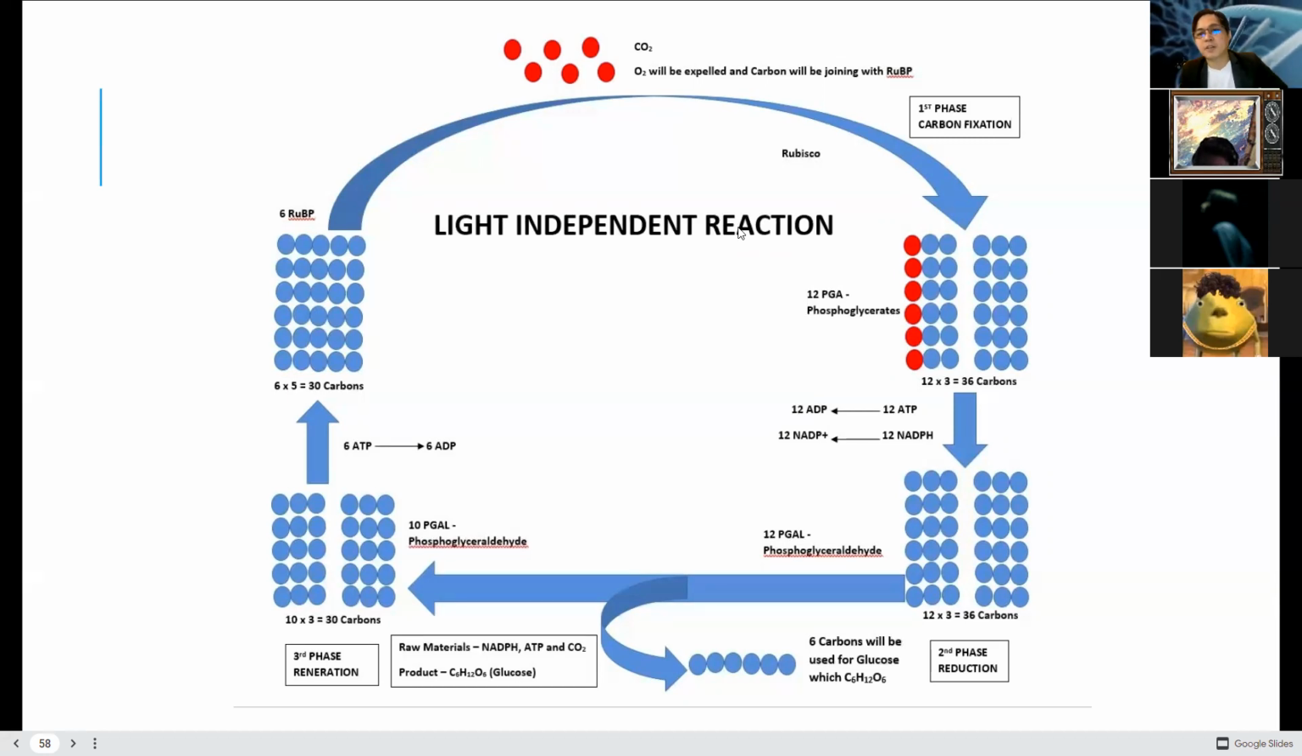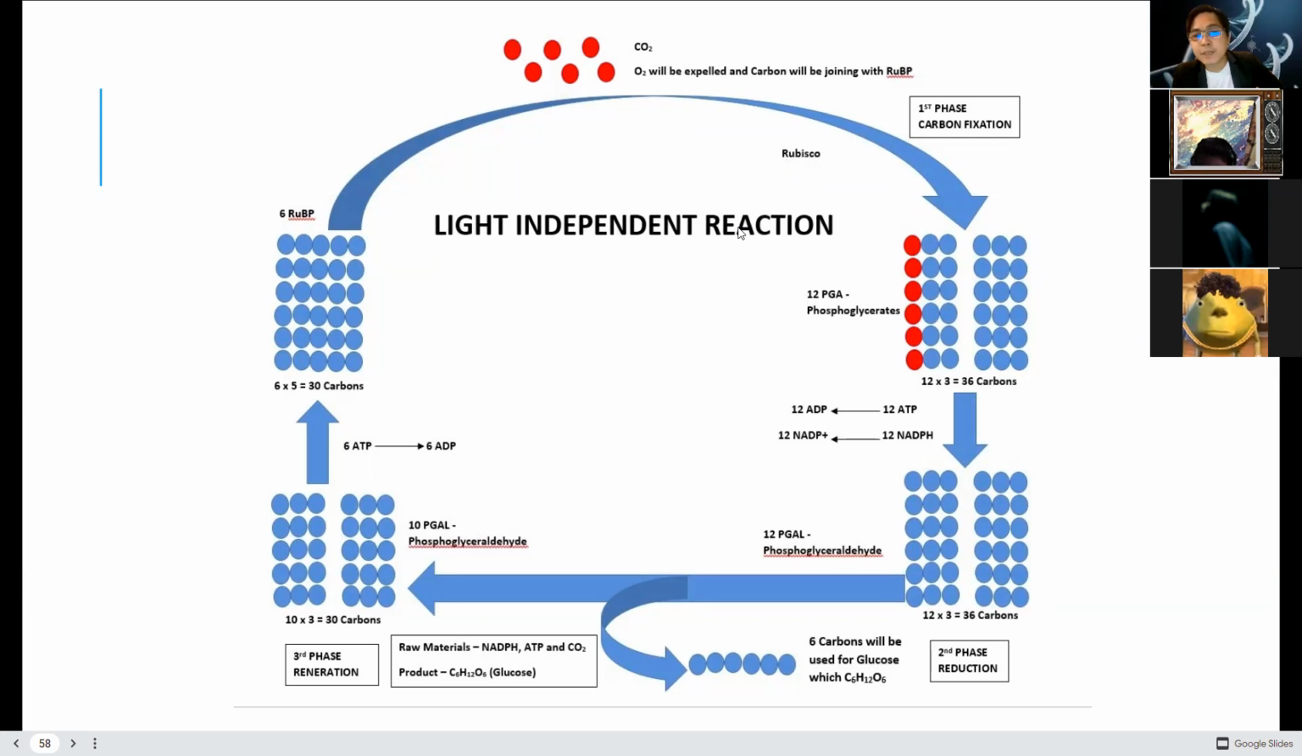These 12 phosphoglycerates in the process will be converted into 12 phosphoglyceraldehyde. We are using 12 ATPs in the process, and we're also using 12 NADPH because these are 12 PGAs. After which, of these 12 PGAL, we need to use 2 PGALs in order to create a glucose or C6H12O6. This is now the product of the light independent reactions.